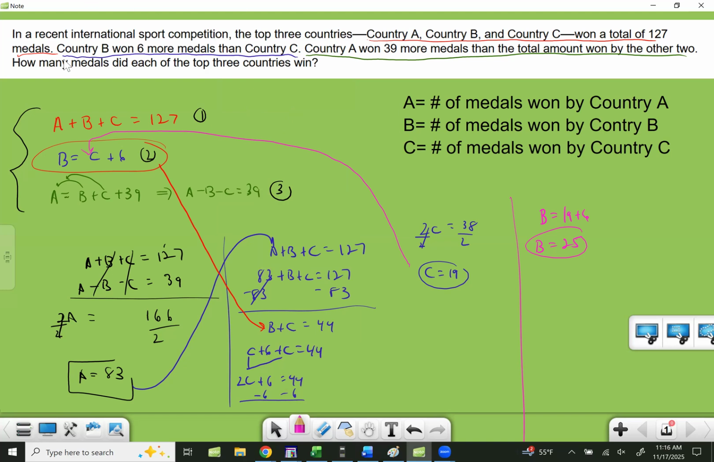All right, this wasn't the only way to solve it, you guys. There's so many different ways you could have gone about solving it. If you knew B equals C plus 6, then you could plug B in for both B's. I mean, there's just a bunch of different paths you could have taken.